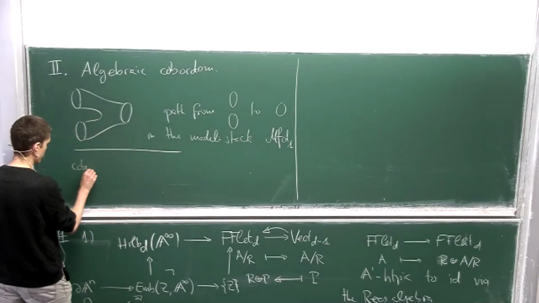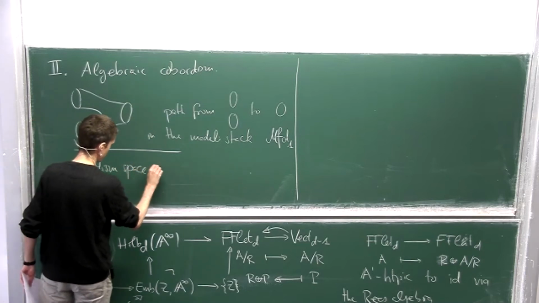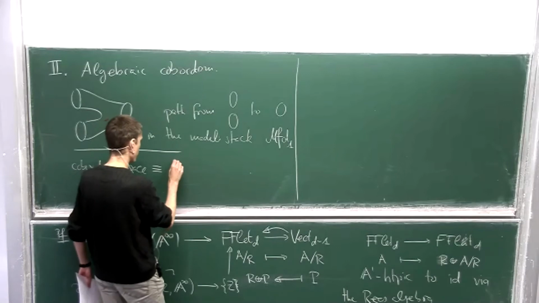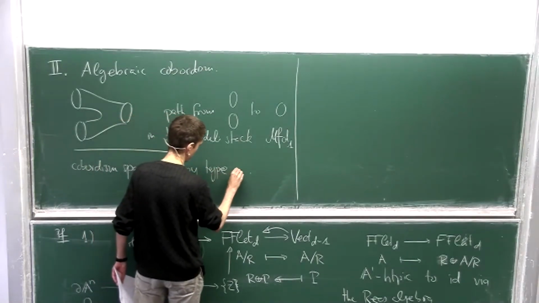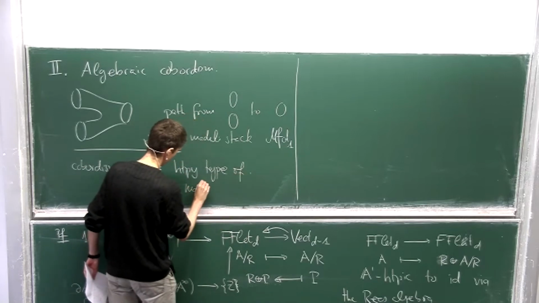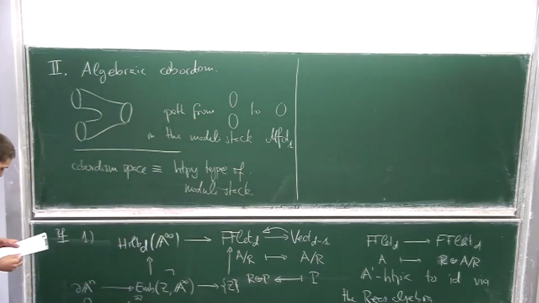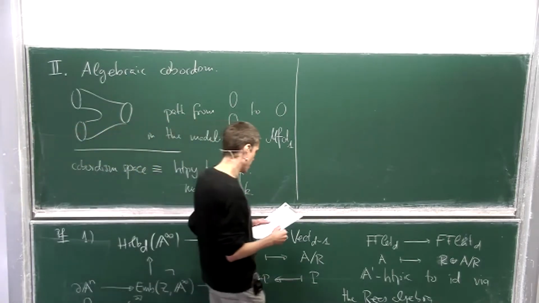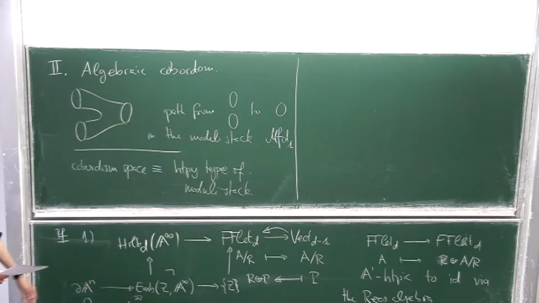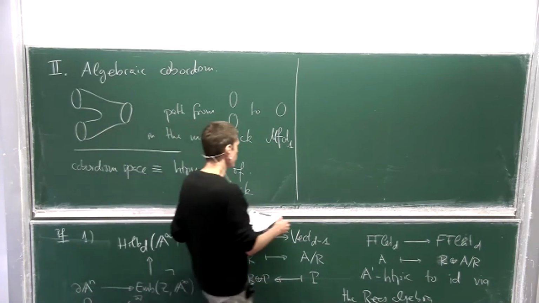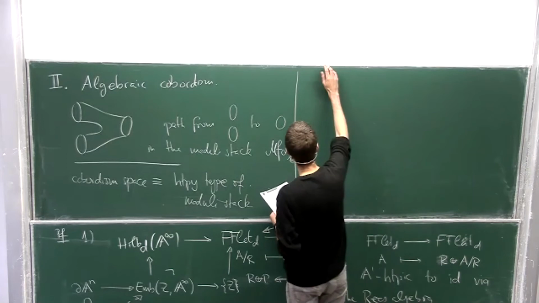So cobordism space is somehow another name for the homotopy type of such a moduli stack of smooth manifolds of some type, and there are lots of variations. You can look at manifolds with some structure, like oriented manifolds typically, so you have all these variants of cobordism in topology.